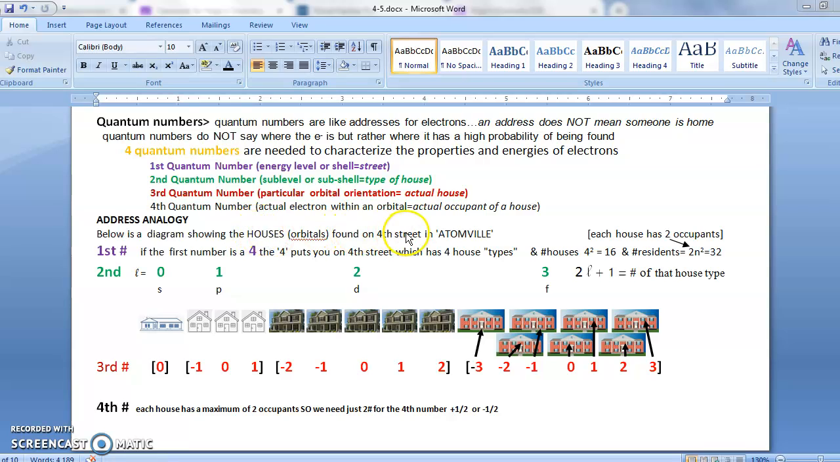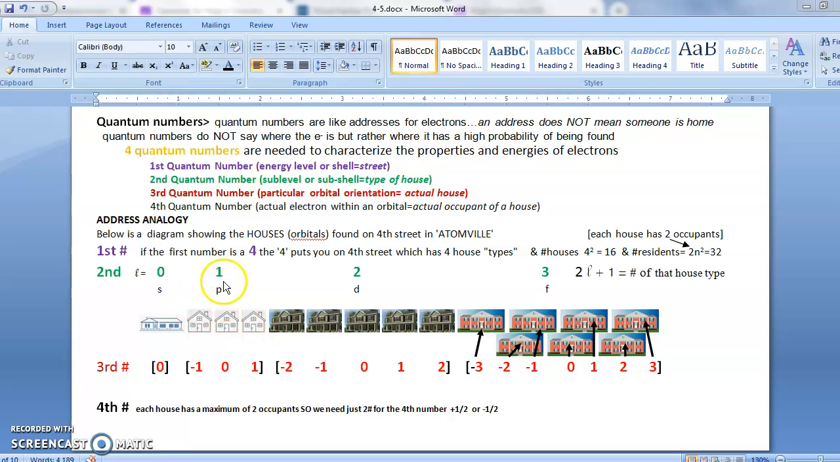The first number puts you on the street. That's the street number, and the street's the energy level. The second number puts you in a house type, but the second number will also tell you how many houses of that type are on the street. So when the second number is a 0, you're in this house. How do I know there's only one house of that type on there? The second number is a 0. 2 times 0 is 0 plus 1 is 1.